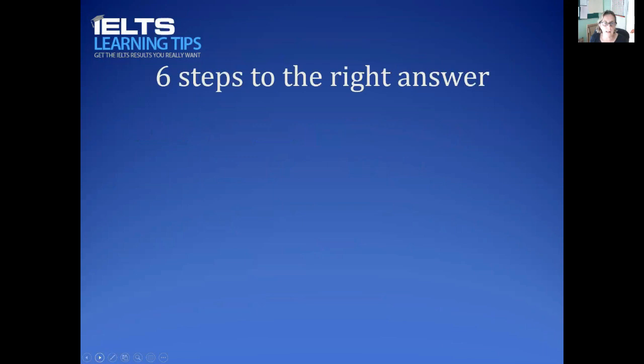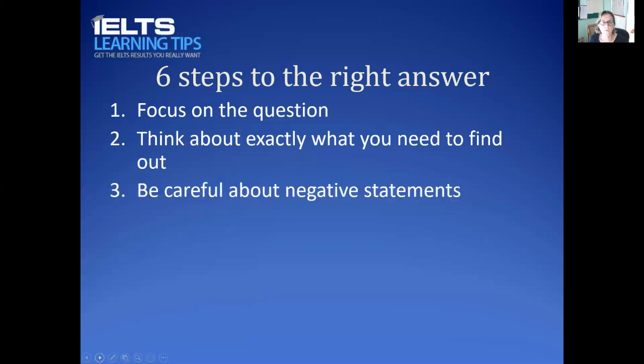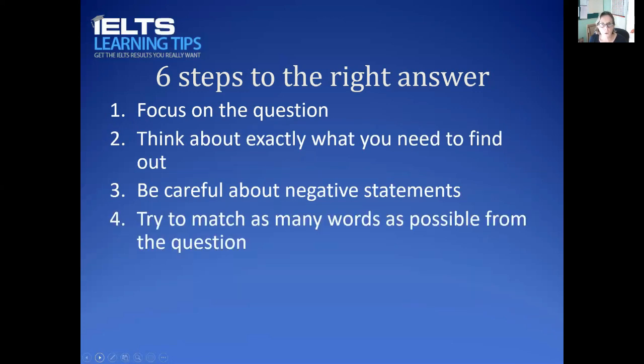So let's move on. Here are 6 things that I believe you should do for each of these questions, and some of them you must do if the answer's not popping out when you go to the text. The first one is focus on the question. Don't focus on the text. The answer or the clue to the answer is always in the question, as is the case for most of the reading questions that you get in IELTS. Think about exactly what it is you need to find out. Be very careful where you have a negative statement, because you need a little bit of gymnastics to work out the answers to these. Keywords are absolutely vital, and as many as possible from question to text.